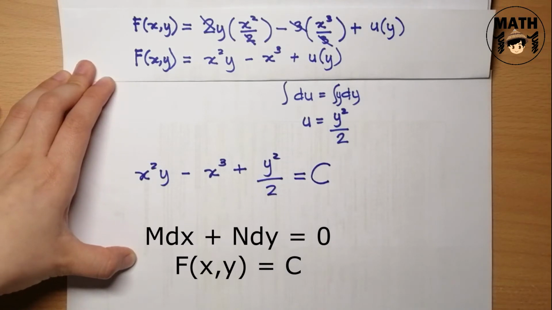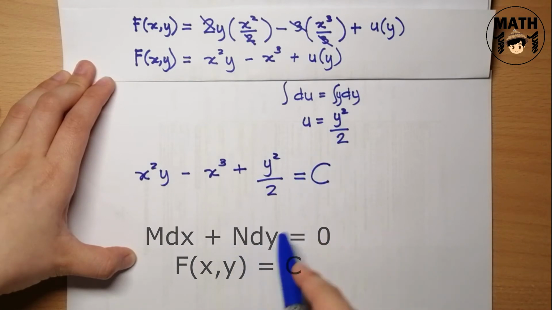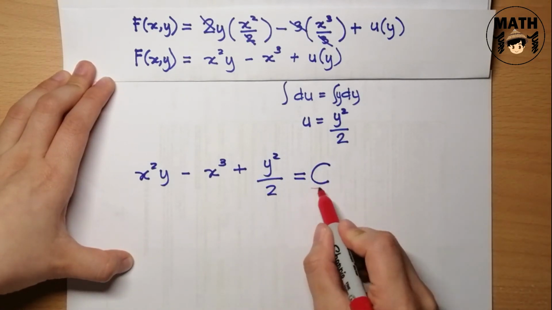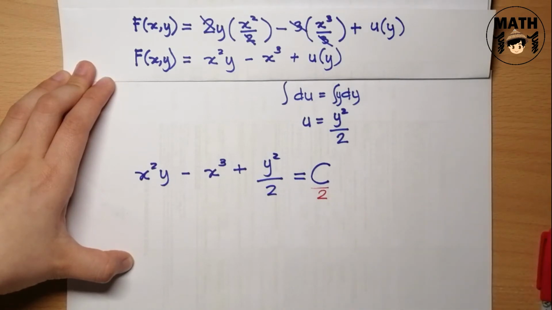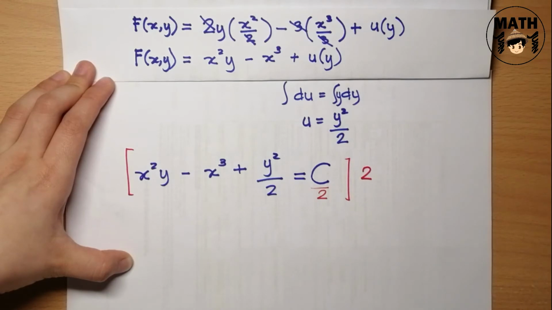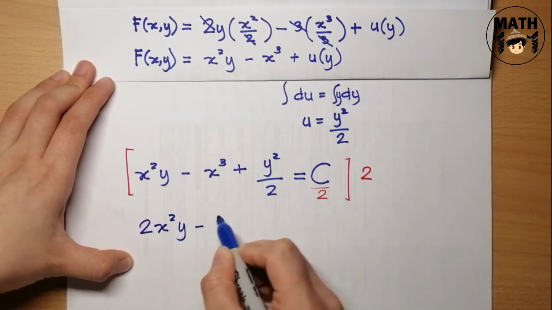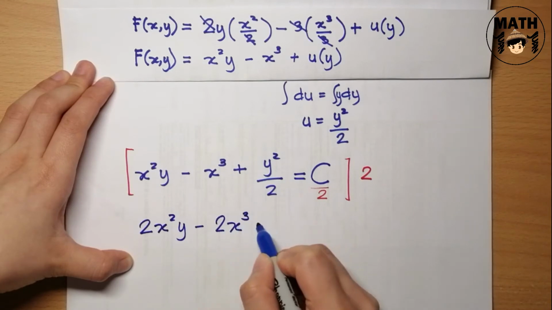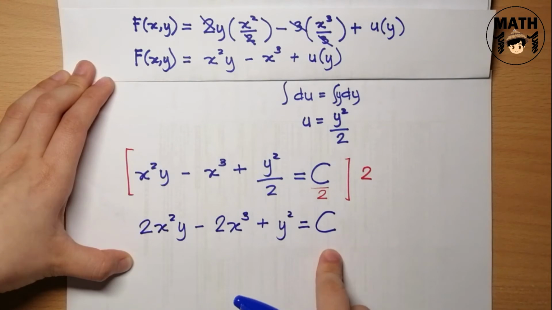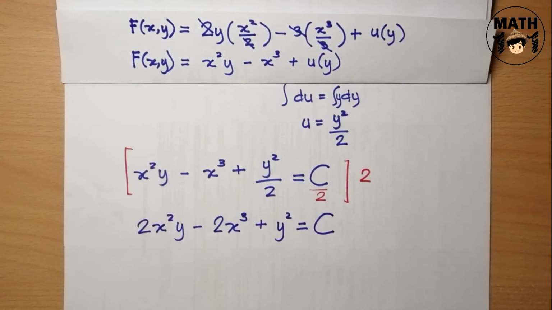Previously, diniscuss natin na dahil equal sa 0, meaning pag dinifferentiate may constant, equal sa 0. So pag integrate mo siya, that is just equal to this. To remove this denominator, so lagyan ko na to ng over 2. Then multiplying the whole equation by 2. We have here 2x squared y minus 2x cubed plus y squared, that is equal to c. So this is now the general solution of the differential equation that we have.